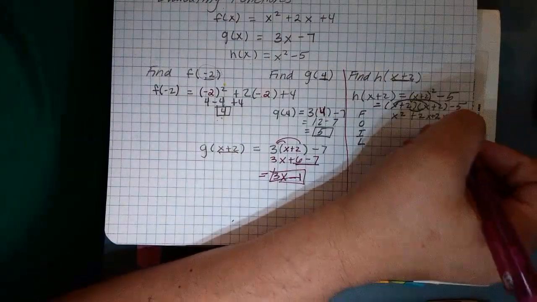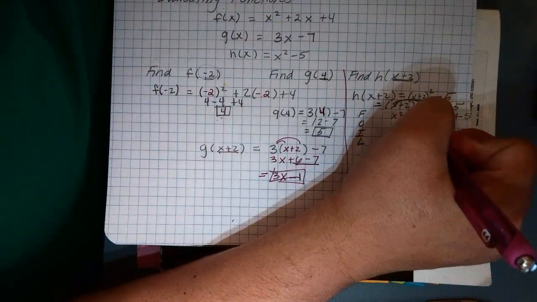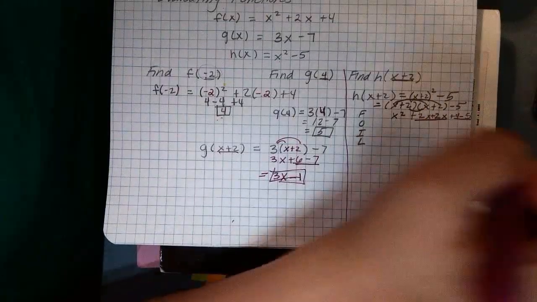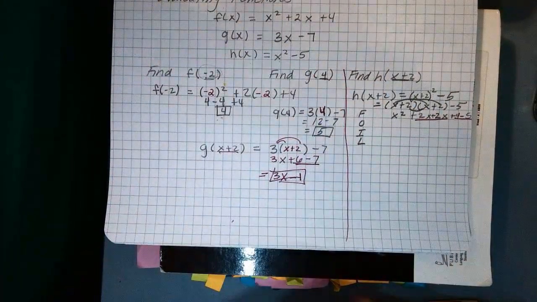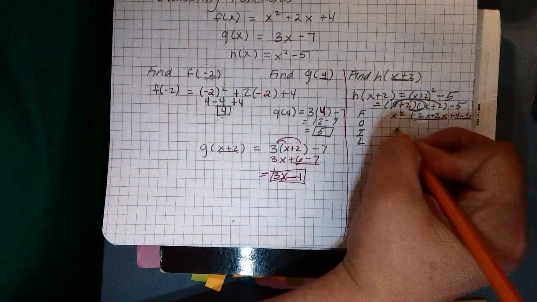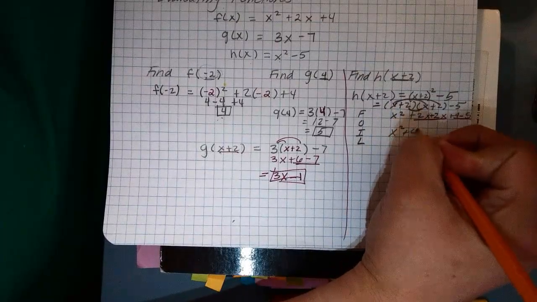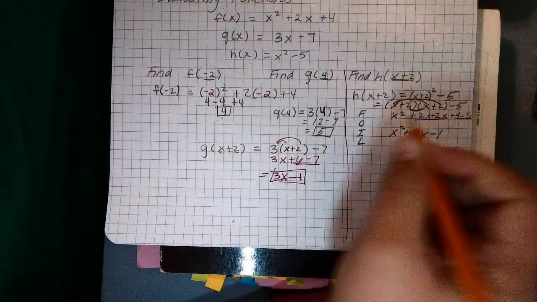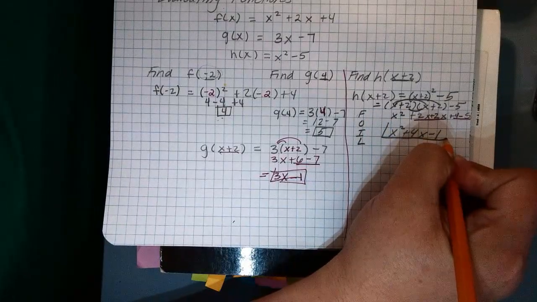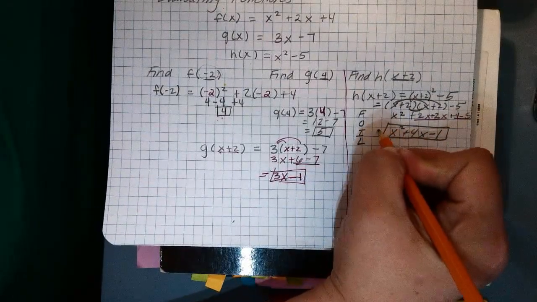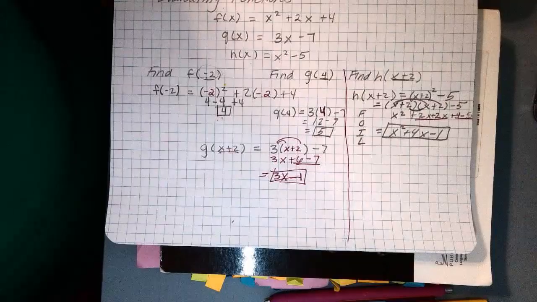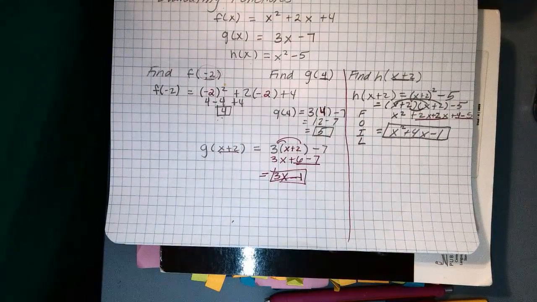Now I'm going to go ahead and combine like terms. So I'm going to combine my x's and combine my constants together, giving me x squared plus 4x minus 1. And I'm going to stop there. All my like terms are combined. I can't simplify anymore. That is the answer.